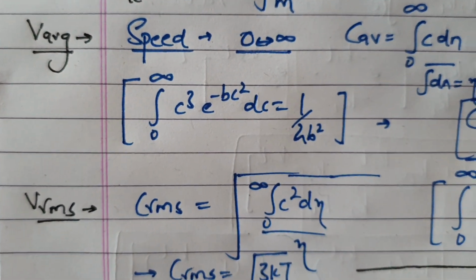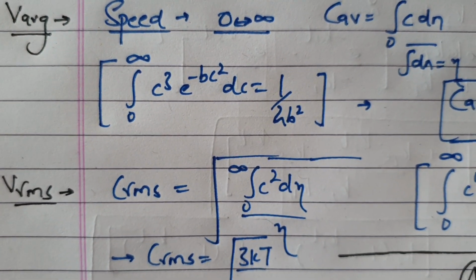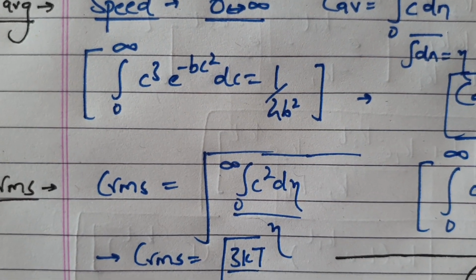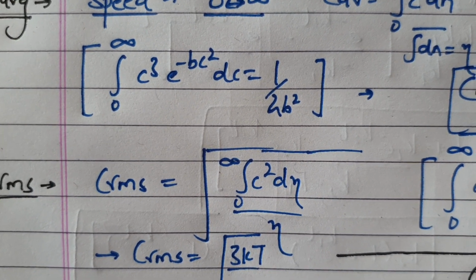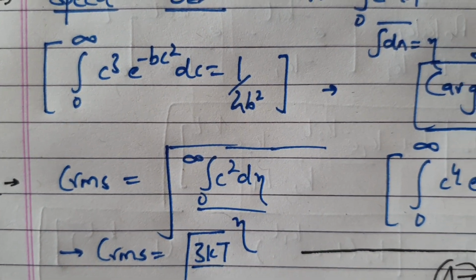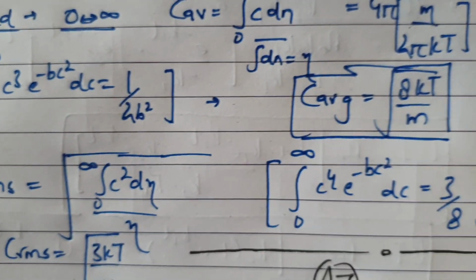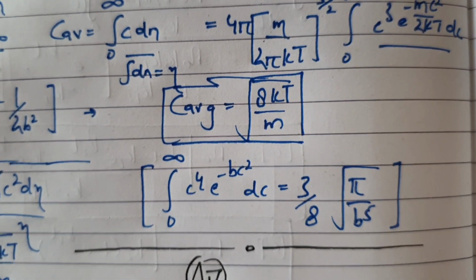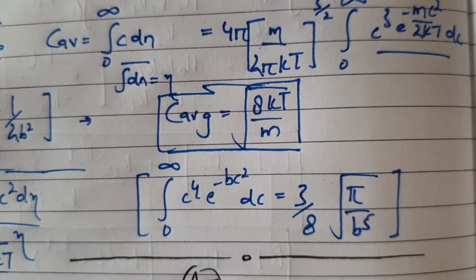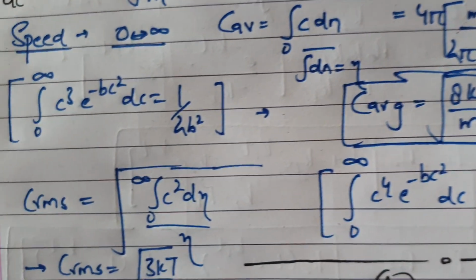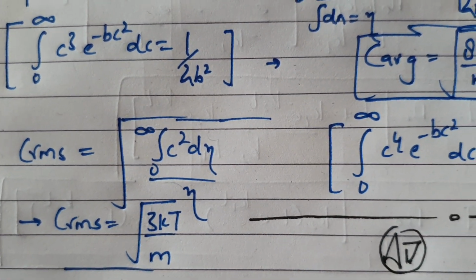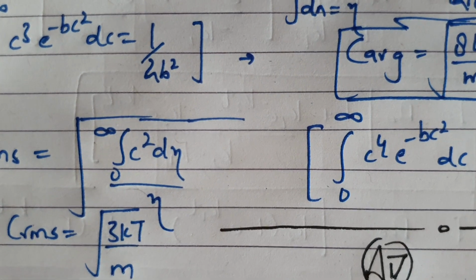Now going on to VRMS. It is just the root of the mean of the square of speed. So integration of C square dn over all particles, then the root of the average. Similarly, we have to use just this result, and by using the result, we will get CRMS is equal to root of 3kT by m, right?